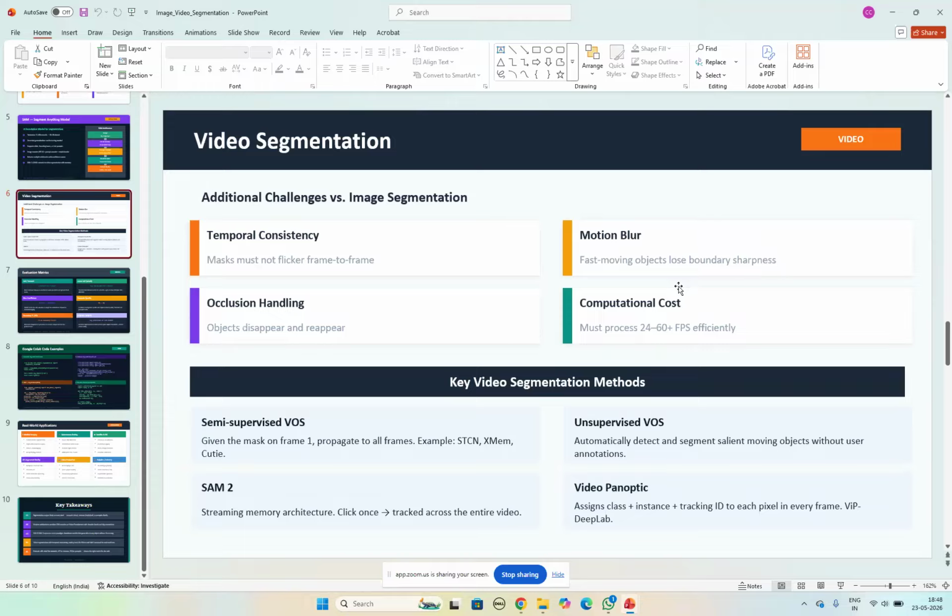Then occlusion handling. This is nothing but sometimes in a video the object appears and disappears, and those kinds of things happen, like when the camera is shifted. During that time it also has to be handled properly.